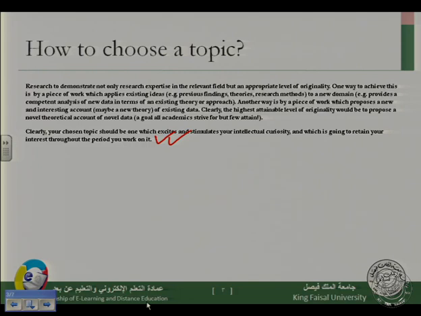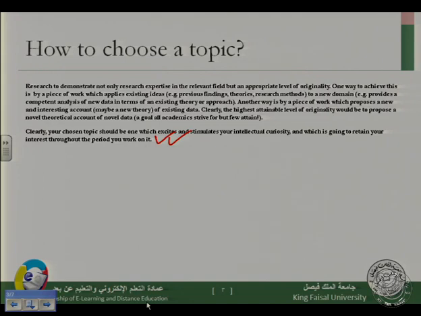Sometimes doing research can take from you 4, 5 years. It should be interesting throughout the period of your work. Sometimes in the middle of your research or at the end of your research, you are going to curse yourself. Why did I choose that topic? This is a very dull topic. This is a very hard topic.